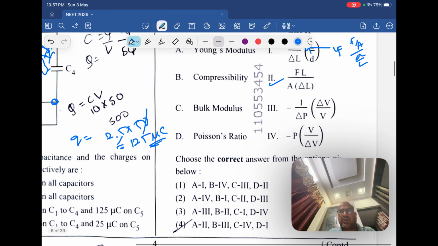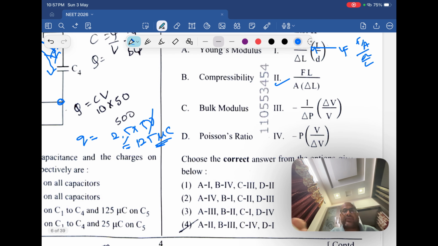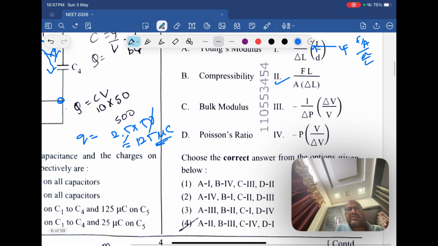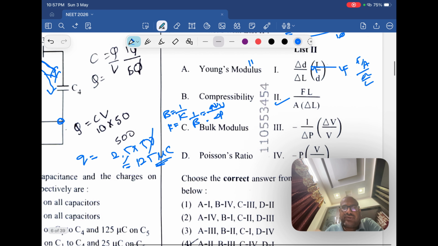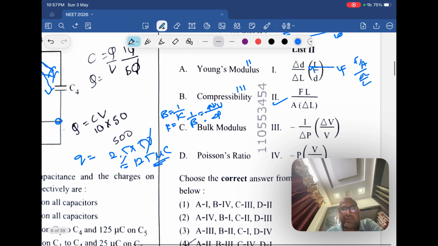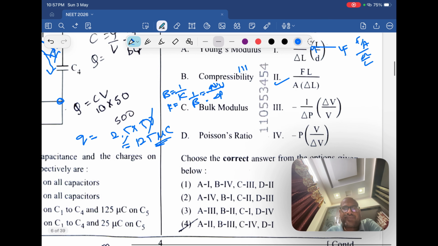Compressibility, reciprocal of bulk modulus. What is bulk modulus? Compressibility, how do we define it? Compressibility we have defined as the reciprocal of bulk modulus. So 1 by B is equal to K, or K is equal to 1 by B. So 1 by B means, with delta P, of course minus since on increasing pressure volume decreases, delta V by V will go up. So delta V by delta P. So this is option C, therefore 3. And bulk modulus, that formula, P by delta V by V, that is 4.